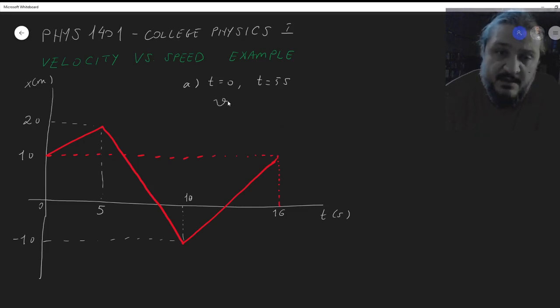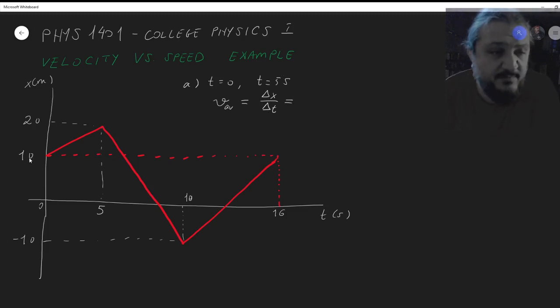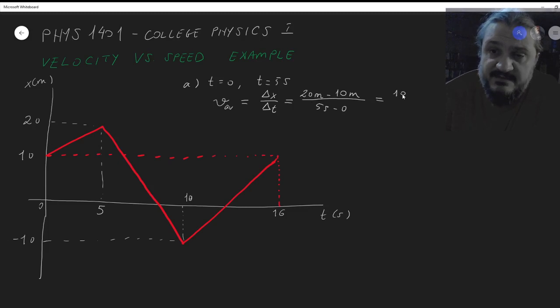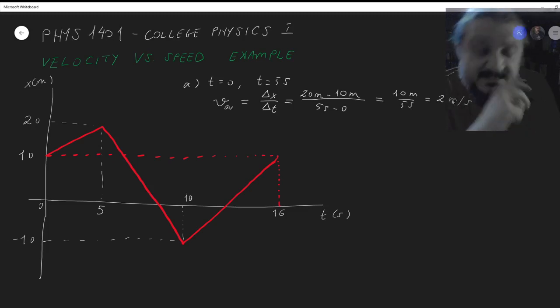So average velocity is by definition delta x over delta t. Right? The displacement divided by the time interval. So we go from 10 meters to 20 meters, final x minus initial x, divided by the time, so 5 seconds minus 0. That gives us 10 meters per 5 seconds, or 2 meters per second. Okay, so that is the average velocity.